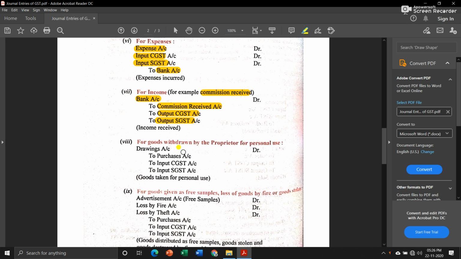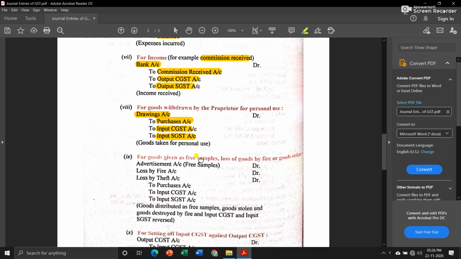Now if some of the goods are withdrawn by the proprietor for his own personal use, at that time naturally we will debit drawings account, we will credit purchases account. But for purchasing those goods also we had paid GST, so in that case we will credit input CGST and input SGST while withdrawing the goods.